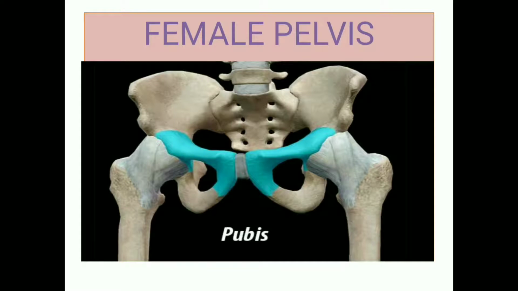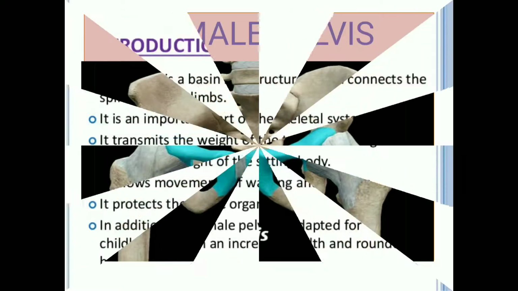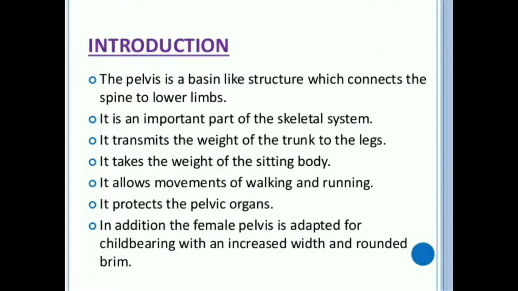What is a female pelvis? The female pelvis is a basin-like structure. You can see it is a basin-like structure that is basically connecting your spine. Here is your spine, and it is connecting your spine with your lower body. So the pelvis is a connecting point, we can say, that is connecting your upper body, basically your spine, with your lower body. So it is a basin-like structure that connects your spine to the lower limbs.